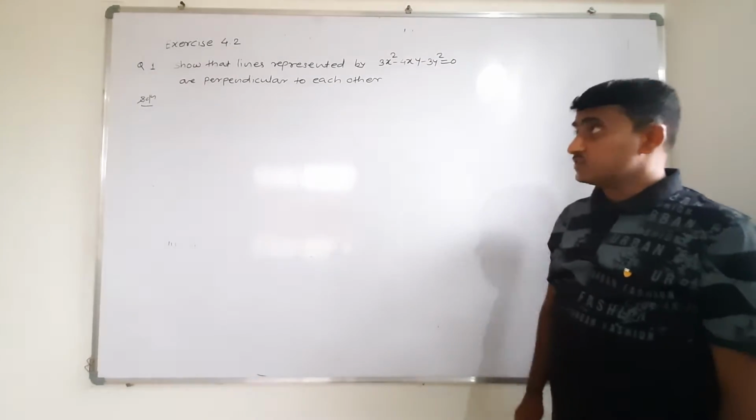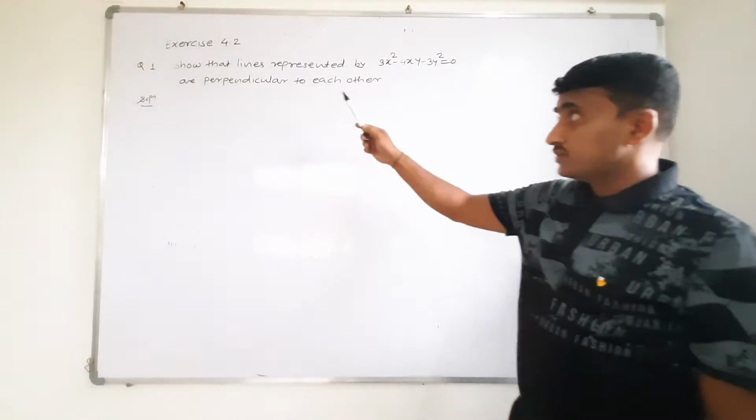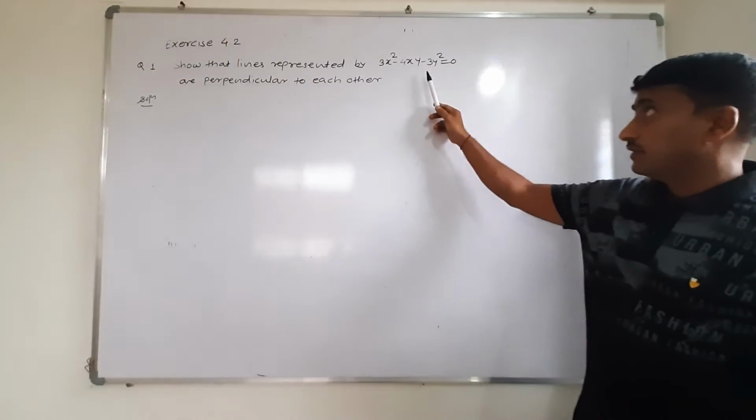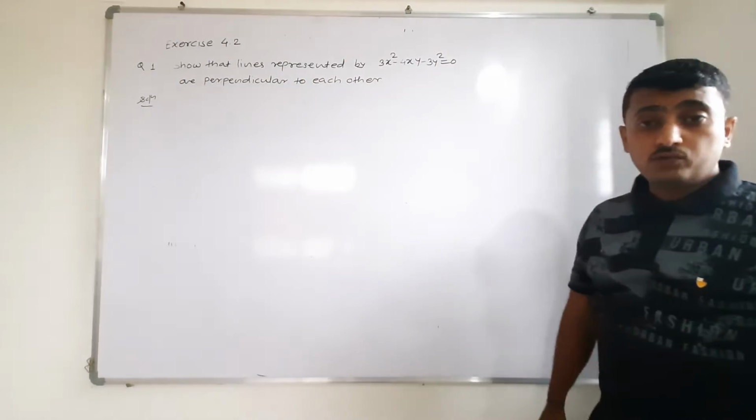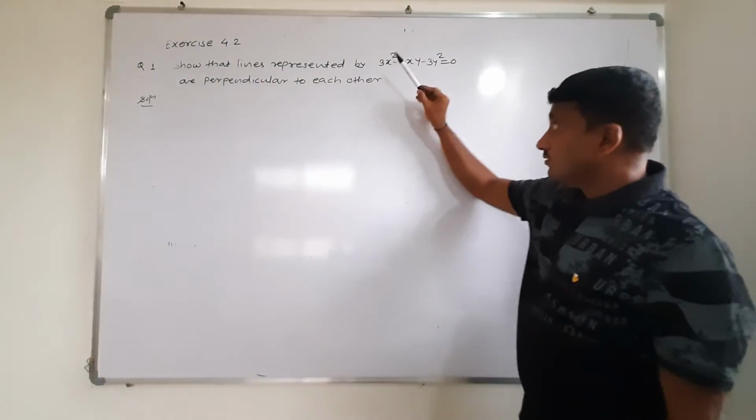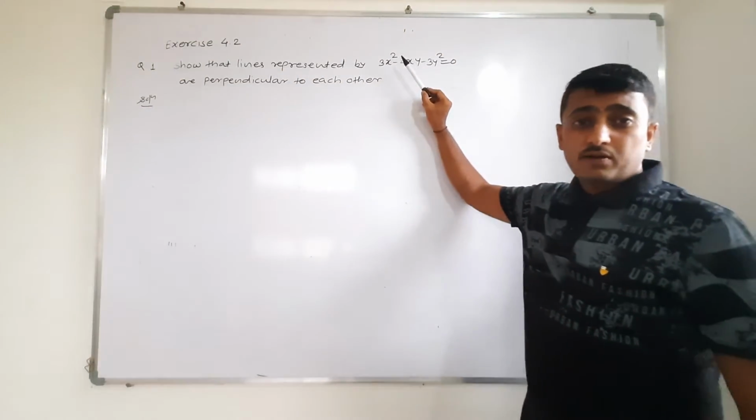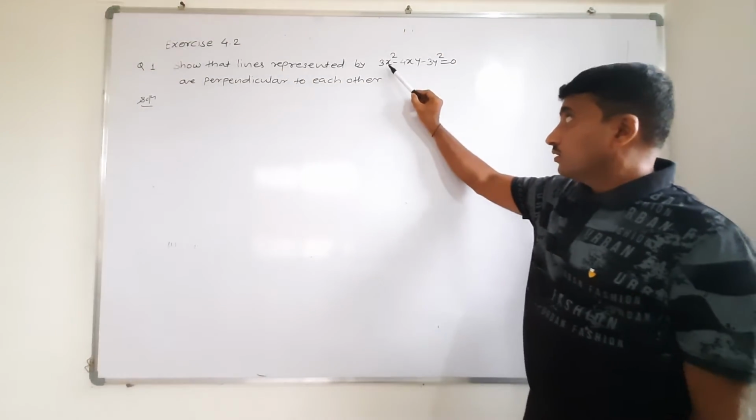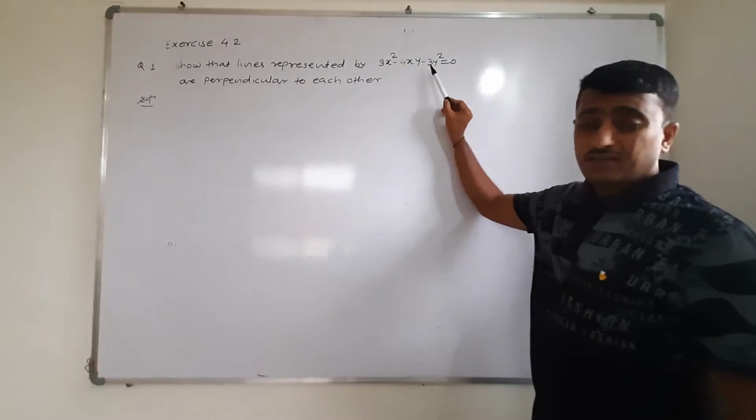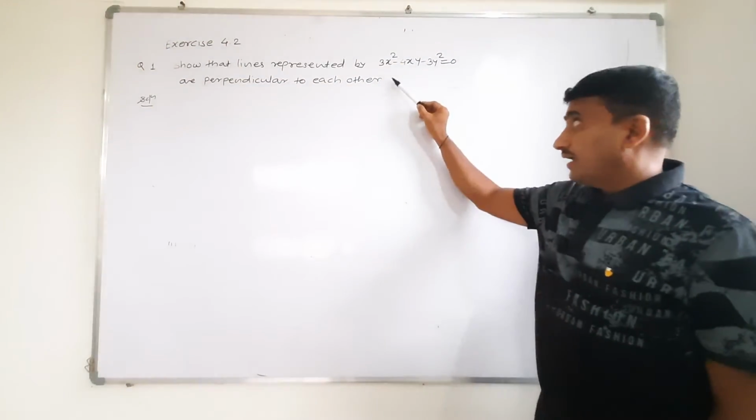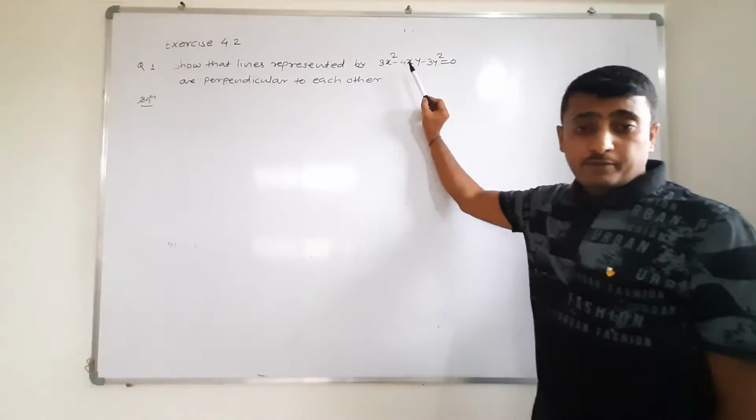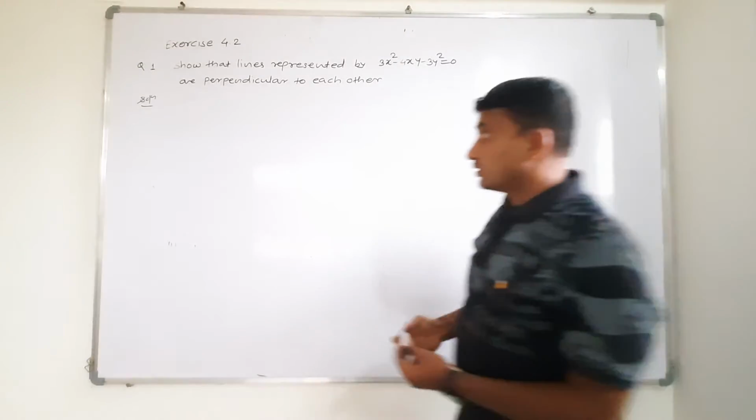Now come to exercise 4.2. In the first question, show that the lines represented by this equation are perpendicular to each other. Just by observation, we know the condition a plus b is equal to 0, then lines are perpendicular. Here 3 and minus 3, therefore directly, just by observation, the lines represented by these equations are perpendicular to each other. Now let us write the solution.